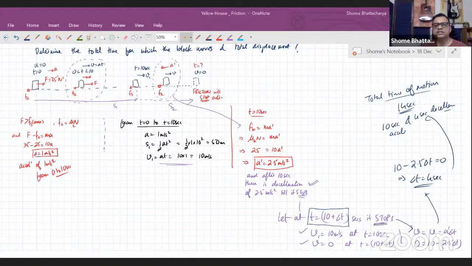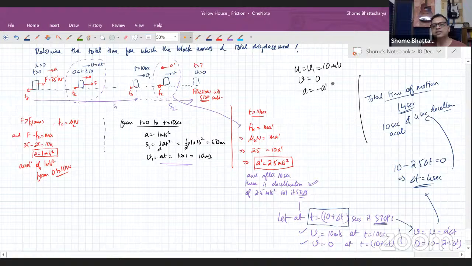Okay, so now what is the easiest way of finding this S2? To find S2, you can see that we can take the initial velocity as V1, which is 10 meters per second. The final velocity is 0, and the acceleration as minus A prime, or minus 2.5 meters per second square. We can use the relation that V square is equal to U square plus 2AS.